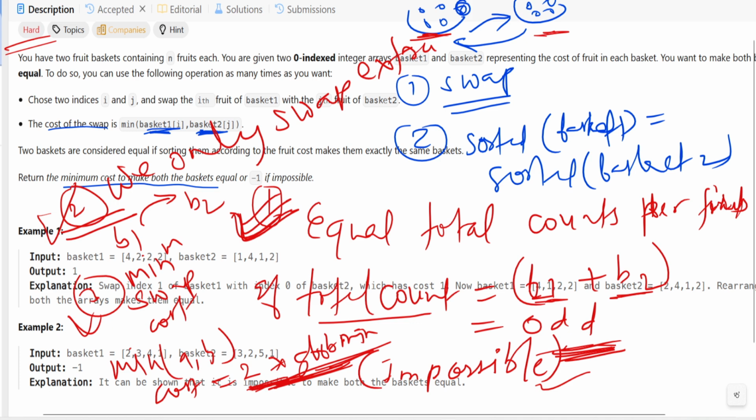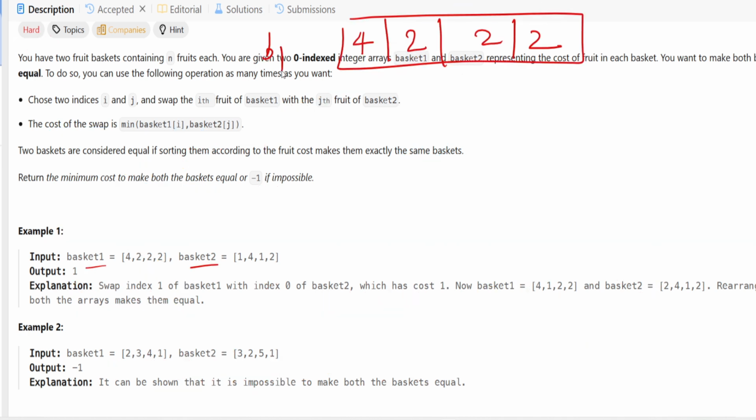Okay, so very first, what we have given, see in example one, basket one and basket two, right? If I represent the basket in the form of an array, 2 2 and 2, 4 2 2, like that, we can say this is basket one. I'll take basket two here. So this we have is 1 4 1 and 2. Can we say that these two baskets we have given?